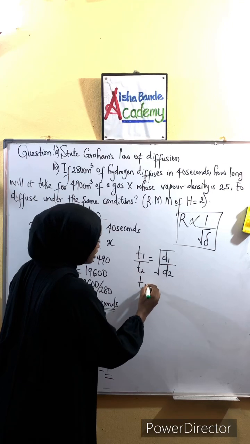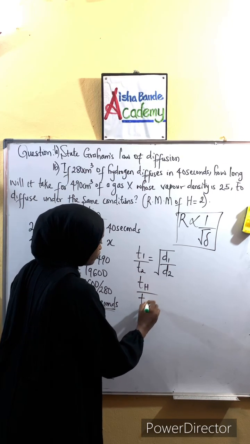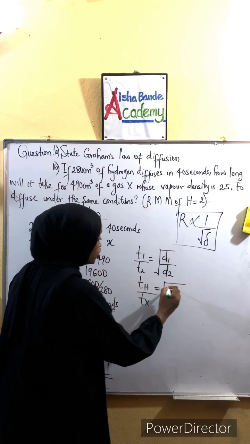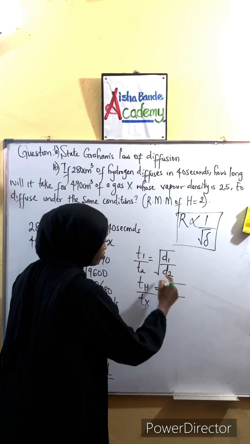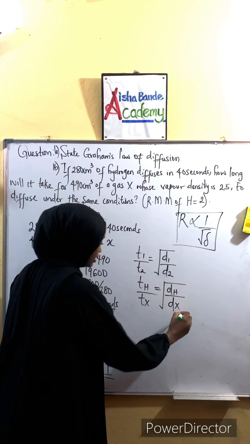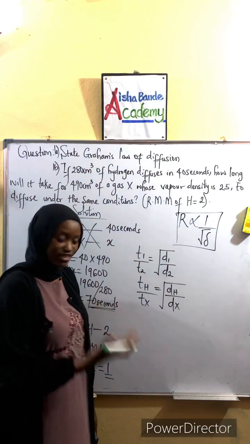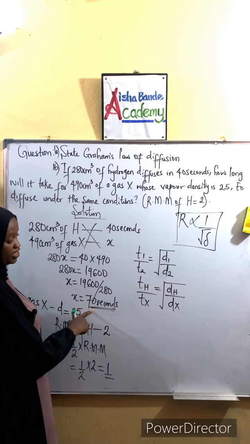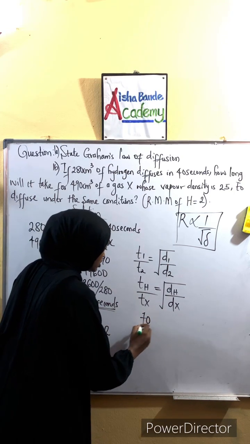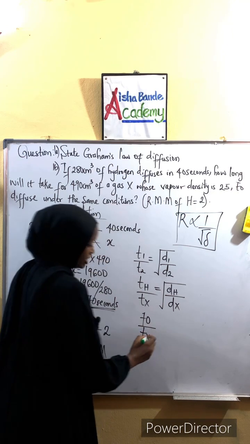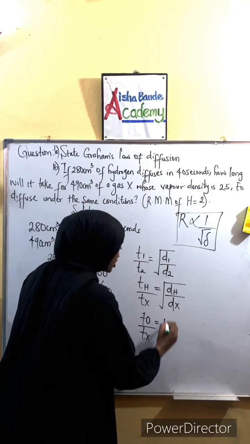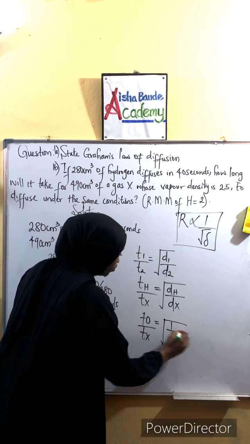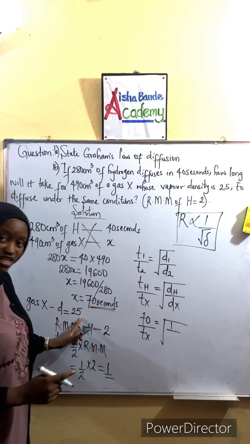So T1 is the time for hydrogen over T2, which is the time for gas X, equal to the square root of vapor density 1, which is the vapor density of hydrogen, over vapor density 2, the vapor density of gas X. From here we can substitute in our values and get the answer. The time for hydrogen is 70 seconds. So this becomes 70 over the time for gas X, which is the unknown, equal to the square root of the vapor density of hydrogen, which we found to be 1, over the vapor density of gas X, which has been given as 25 in the question.